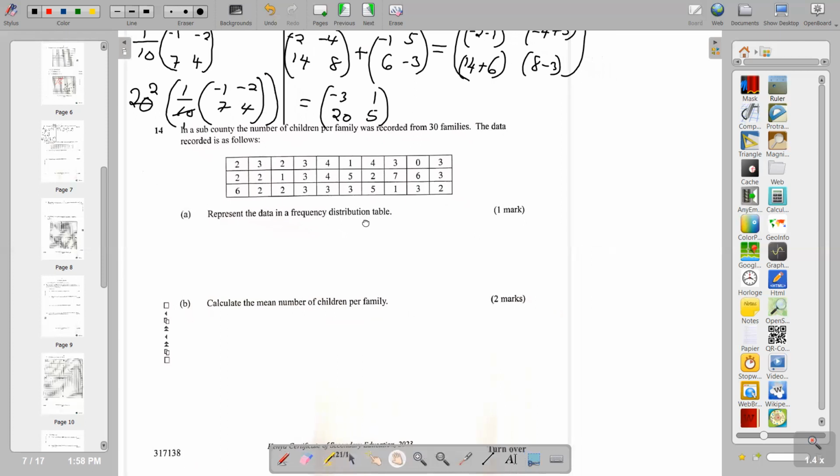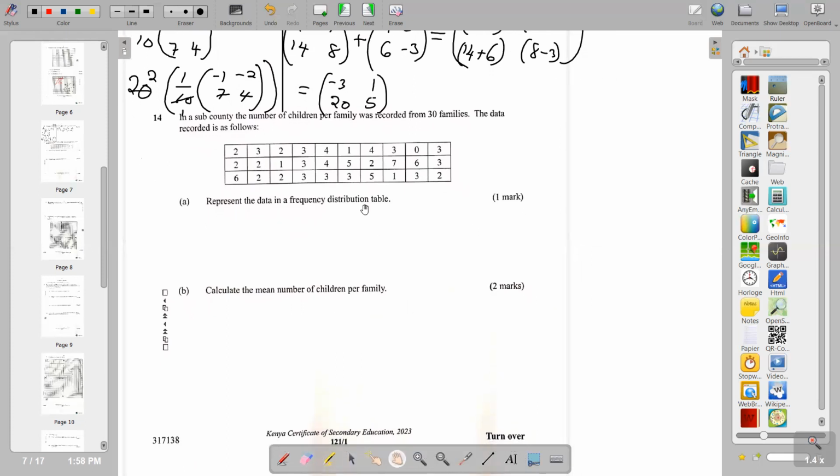For number 14, this one is statistics 1, form 2. The number of children per family was recorded from families, and the data recorded is shown here. Represent the data in a frequency distribution table. Now this data is known as raw data. It is raw data because it is not arranged.